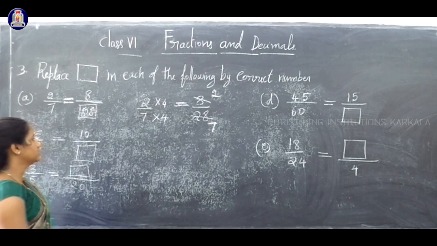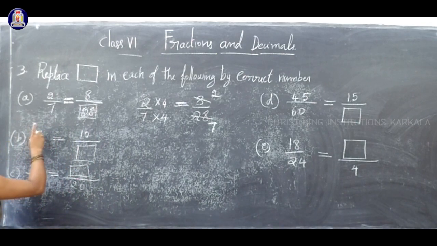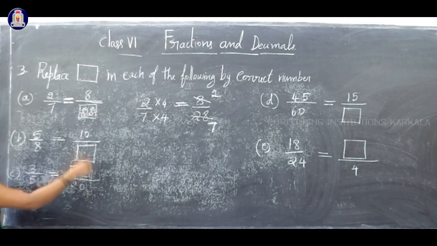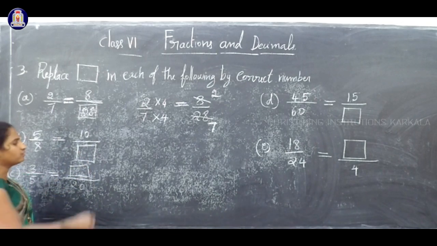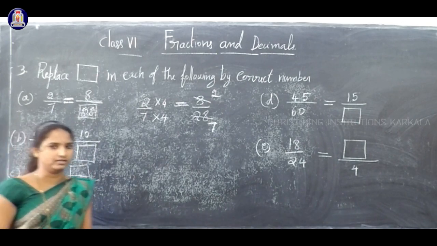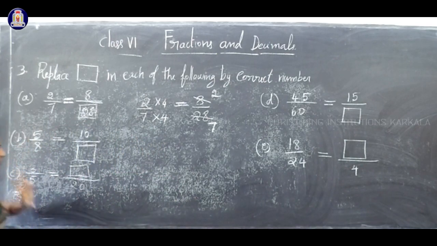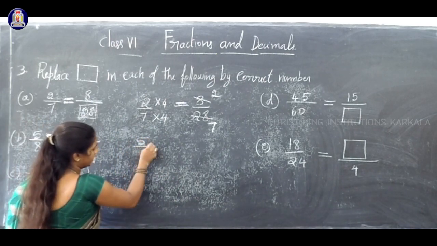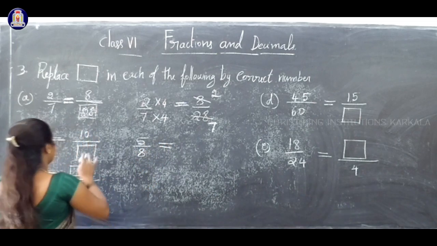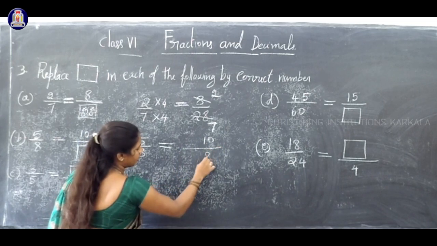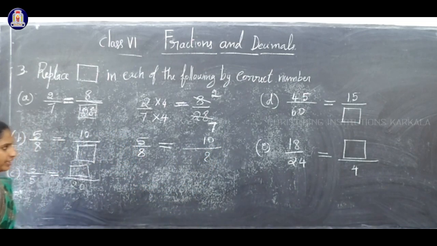Clear? Yes. The second one is 5 by 8, and on the right hand side it is given 10 by, and the box. So you have to find the value of the denominator. What value can we write in the denominator? That is the question. On the left hand side the value is 5 by 8, is it correct? Yes. Now the numerator is given as 10 and the denominator is a question mark. You have to find it out.